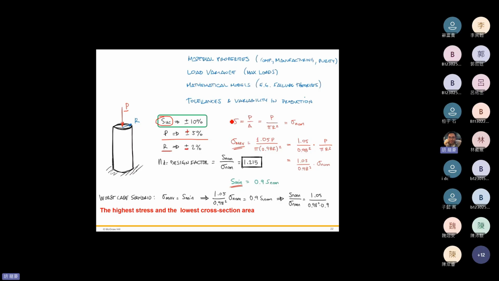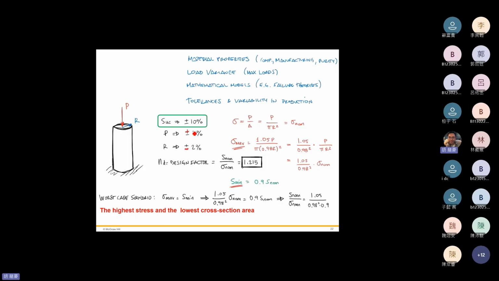Okay, and then we can define. The stress equals the force divided by area, and the area equals pi r squared. We define this stress as the nominal stress. And what is the maximum stress? That is the highest force divided by the lowest cross-section area. That's the maximum stress.